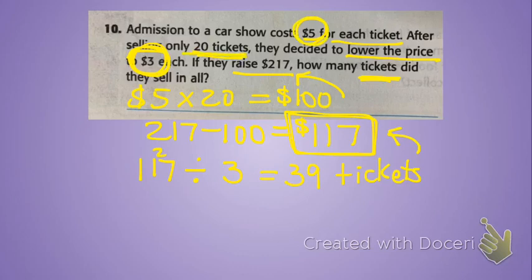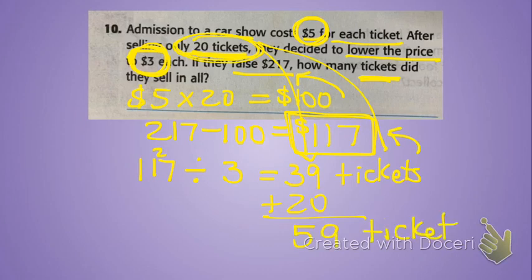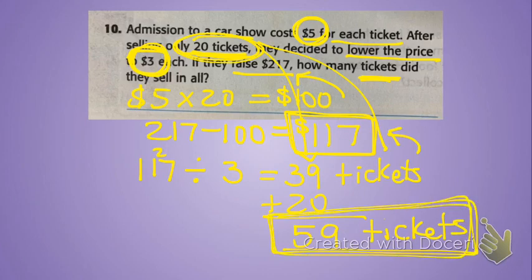Well, it said here they had 20 tickets. So I need to take the 39 and add that original 20 tickets to it. So they sold a grand total of 59 tickets. That is our answer, 59 tickets. Hopefully you were able to solve that. Think these problems through, following those steps that we outlined in the beginning of the lesson. That's what we're working on.